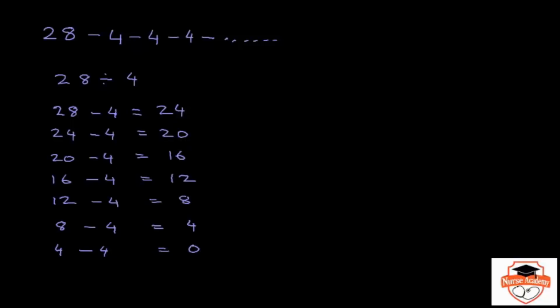So we could do the subtraction 1, 2, 3, 4, 5, 6, 7 times. And therefore, 28 divided by 4 is equal to 7. Remember, multiplication was about adding the same number. Division, which is also called the opposite of multiplication, is about subtracting the same number. You could also think of division in another way.